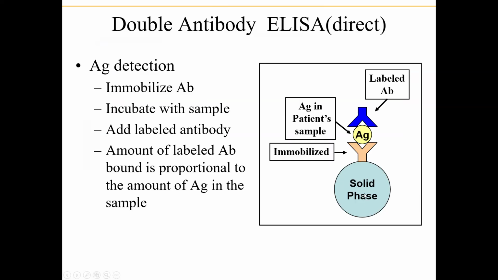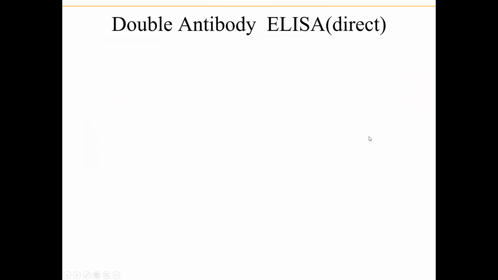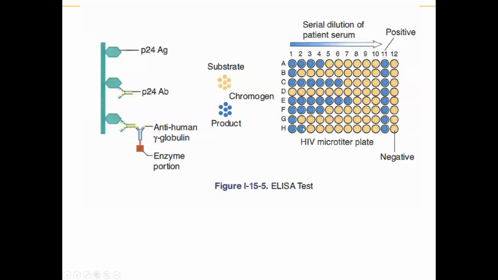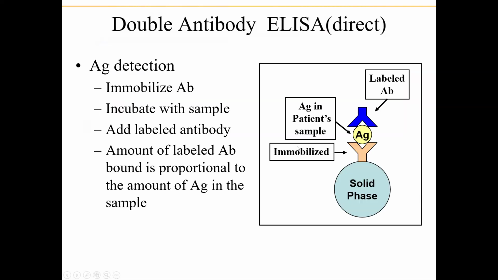First, we put in a solid phase, that is within those wells like here, same different wells. Then a known antibody is there. Then we put the patient sample. So the antigen will be immobilized because of the antigen-antibody reaction. Then we put another labeled antibody. So it's like a sandwich.